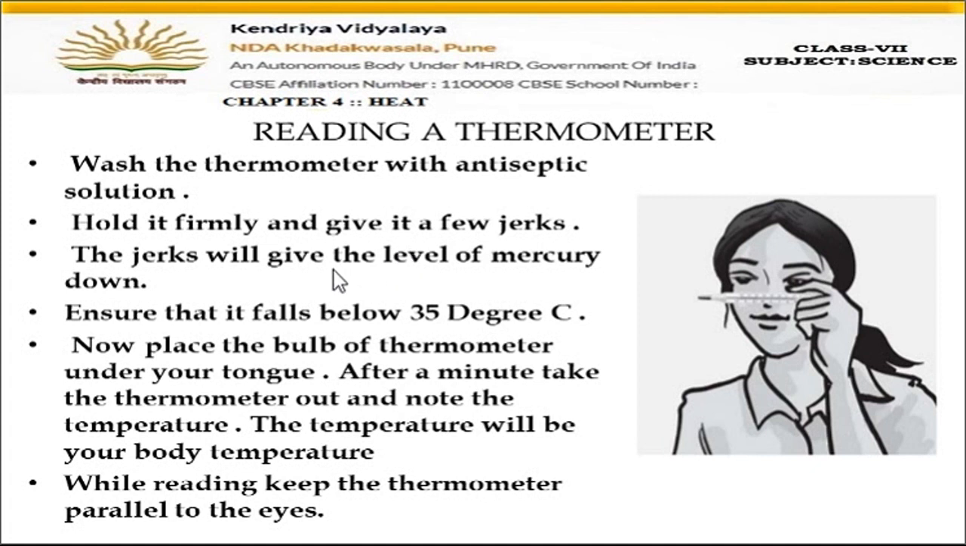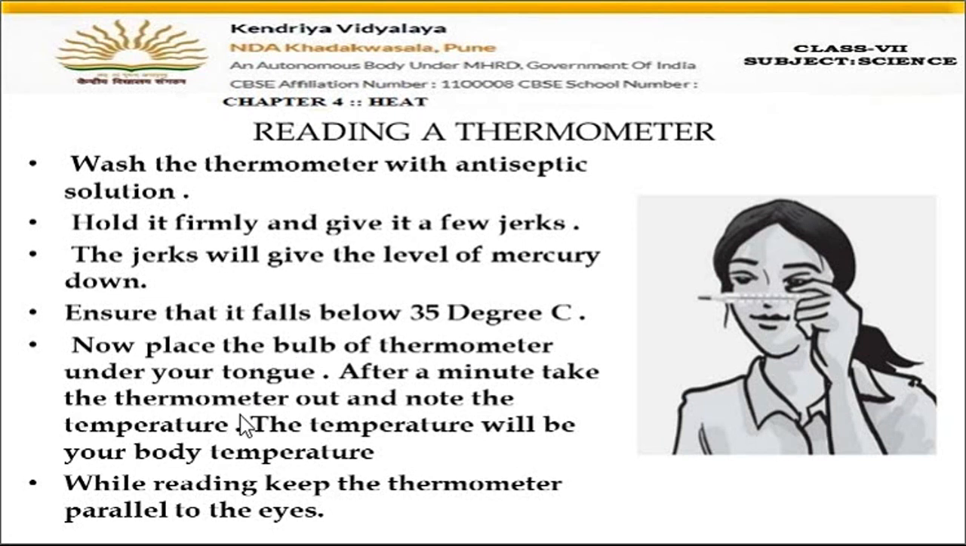Now, what will these jerks do? The jerks will bring the level of mercury down. All the mercury will come down into the bulb. Now ensure that it falls below 35 degrees Celsius. That means the mercury should be below 35 degrees Celsius because the thermometer will measure the temperature between 35 and 42 degrees Celsius. Now place the bulb of the thermometer under your tongue.